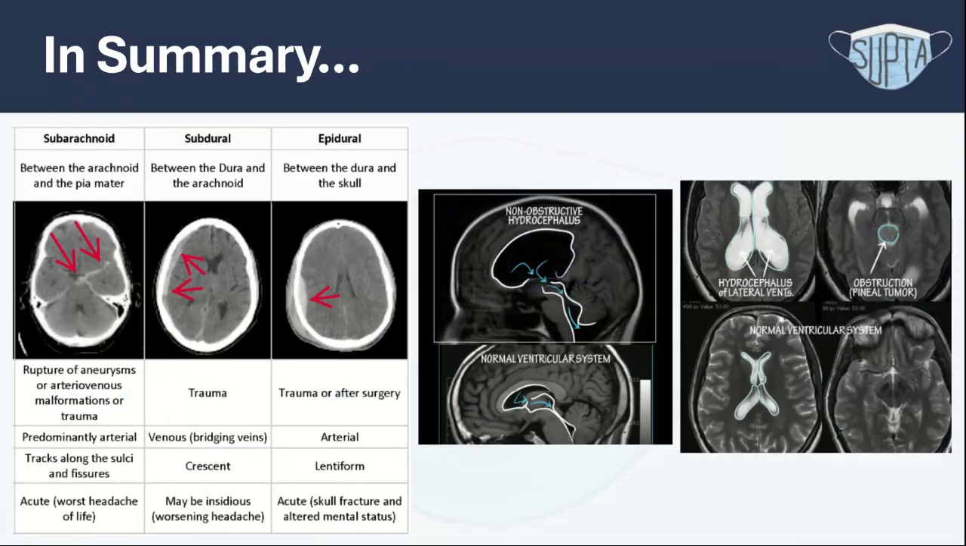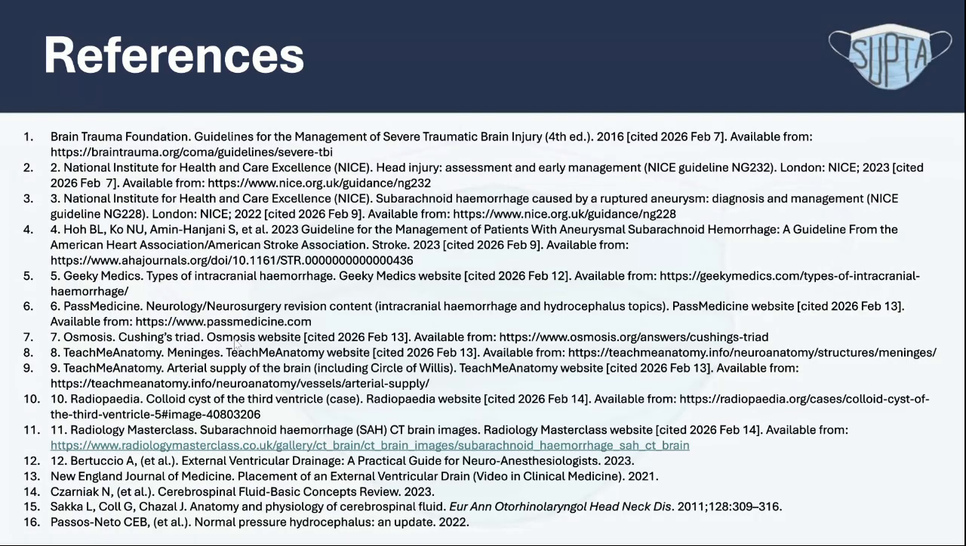We talked about the different types of hemorrhages, so subdural, epidural, subarachnoid. We talked about the management. We talked about hydrocephalus as well. So I hope all of this was useful. And pretty much these are some of the references that I've used for this. So I've tried to make sure it's as accurate as possible.